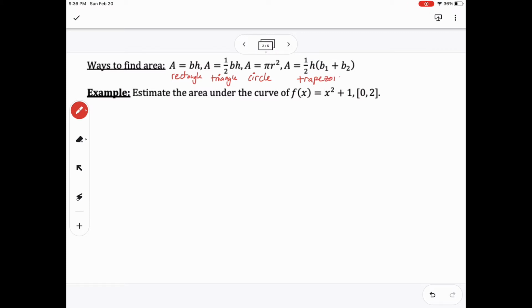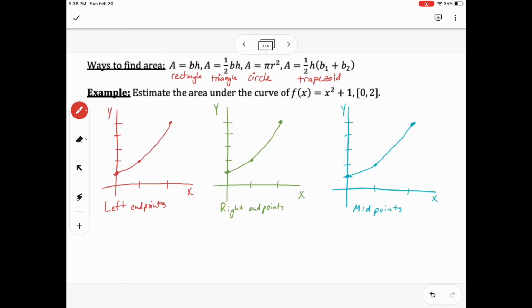So here for this example, I want to find the area, or estimate the area, of the curve underneath x squared plus 1 between 0 and 2. Now there's lots of different ways of doing this, and we can break this down using geometric shapes that we already know. I have these graphed, and we can do this three different ways. We can use the left endpoints, right endpoints, and midpoints.